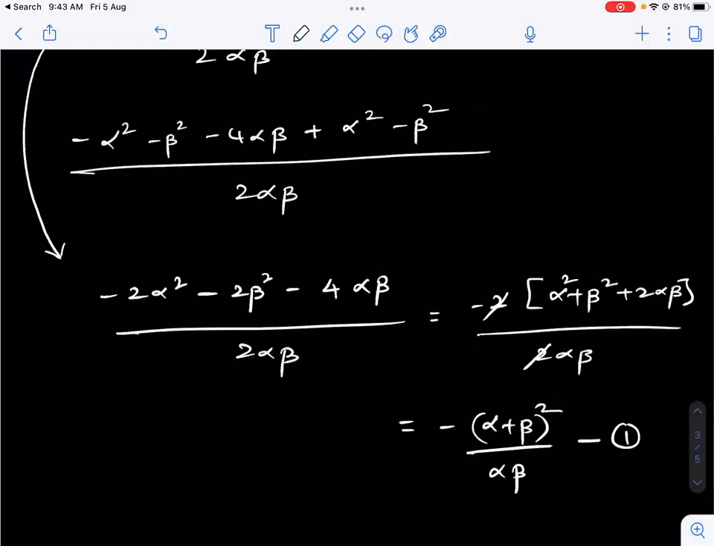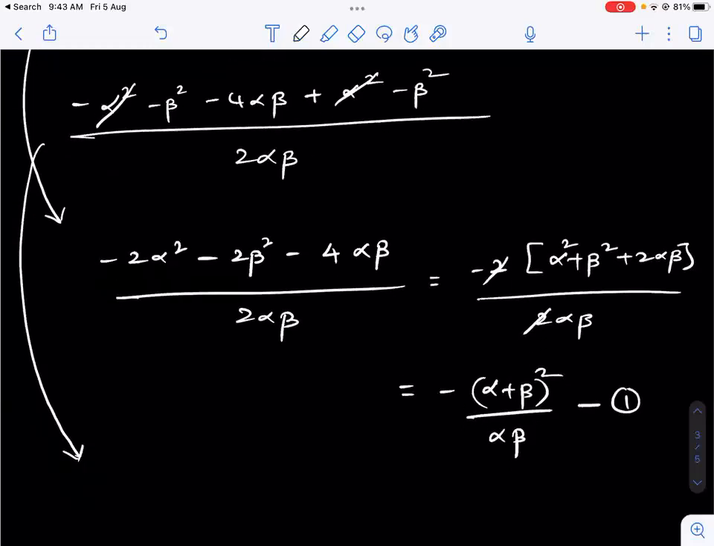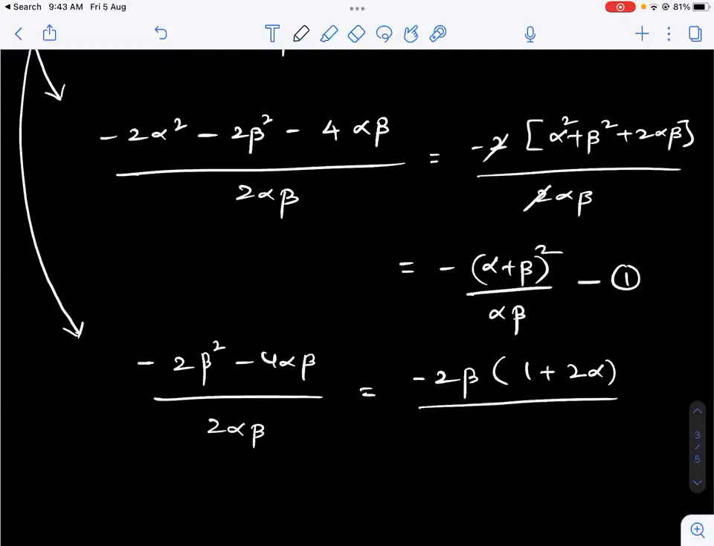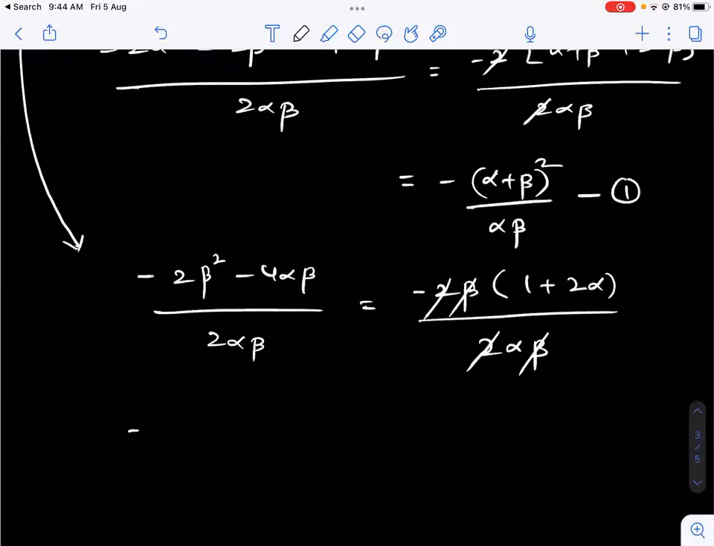Let this be 1. Similarly, from here, if I take alpha square and alpha square are gone, minus 2 beta square minus 4 alpha beta divided by 2 alpha beta is equal to minus 2 beta. If I take out, I get 1 plus 2 alpha divided by 2 alpha beta. So 2 beta and 2 beta are getting cancelled. It will be minus 1 plus 2 alpha divided by alpha. And the roots of the equation are... Did I make any algebraic mistake? Actually, you should get either of the options.